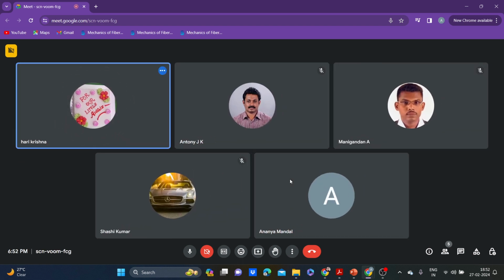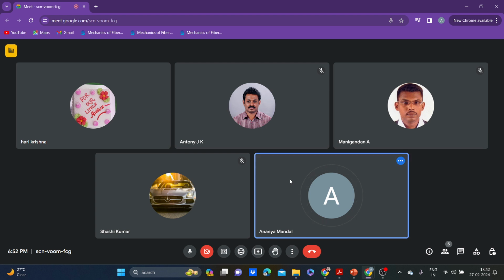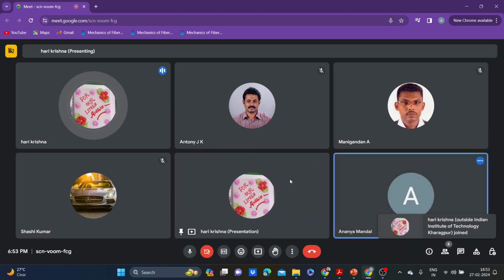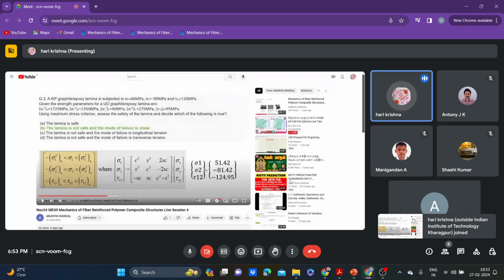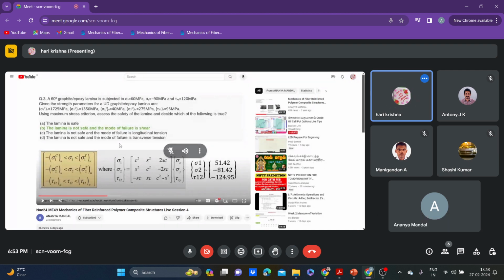Yeah, ma'am, exactly this one. For question number three, the lamina is not safe and the mode of failure is shear, ma'am. Yes, in this one you can see the ultimate values of the shear. It is coming out of that range, that's why it showed that the failure is shear. So what are the values of sigma 1, sigma 2 and tau 12 that you got in that question?